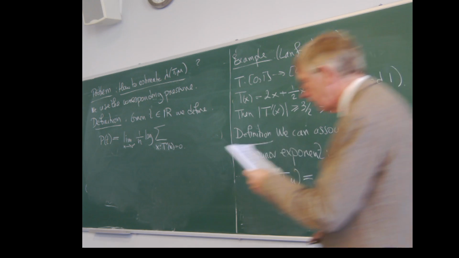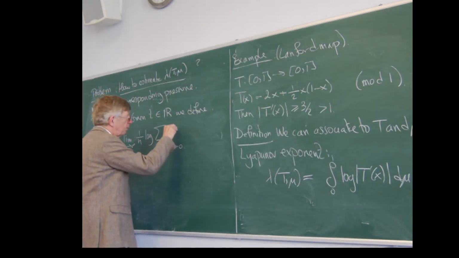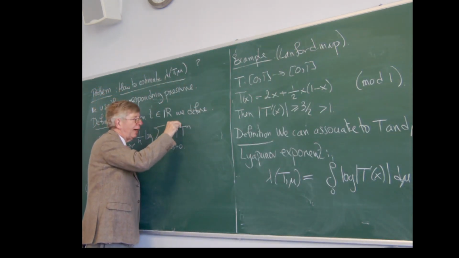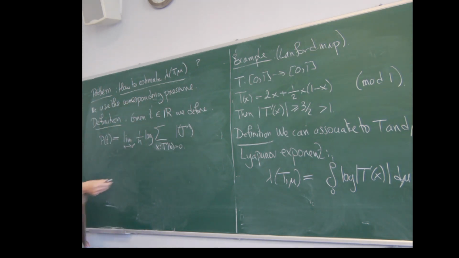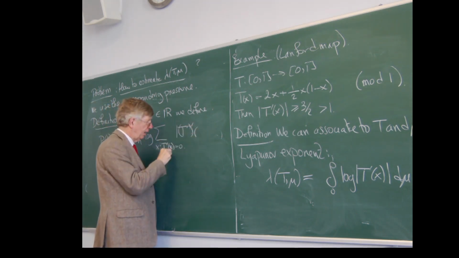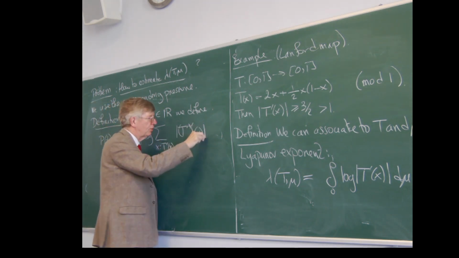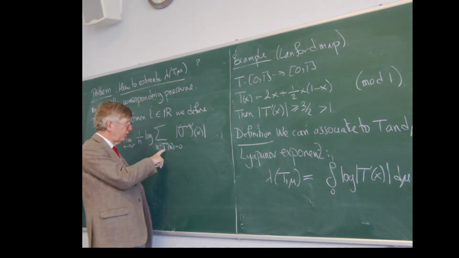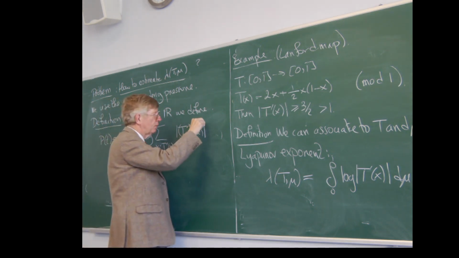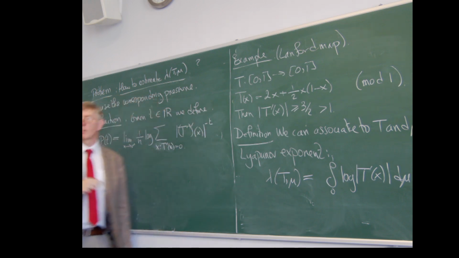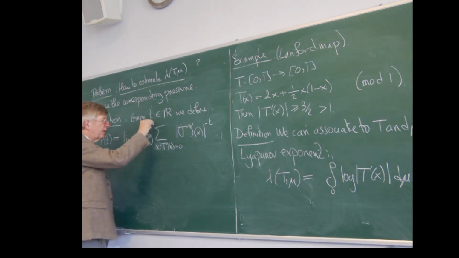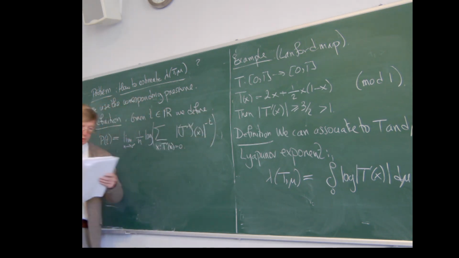It's not necessary to do that. And then what we want is some expansion, so we look at the derivative at the point x, which is the pre-image under T^n, the nth iterate of the map, and I raise this to the minus t. This is where the minus sign comes in. And then I put the brackets, because it's nice to put brackets when you put logs. So that's going to be my definition of the pressure.